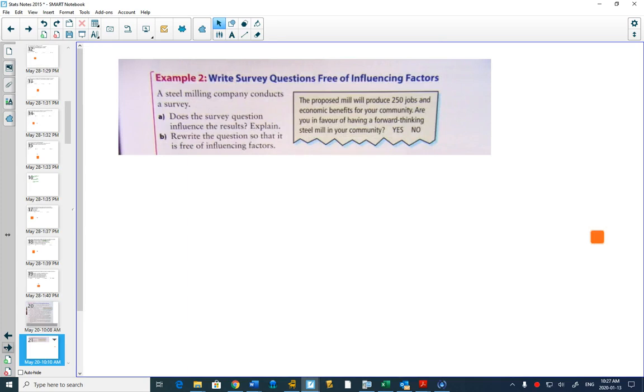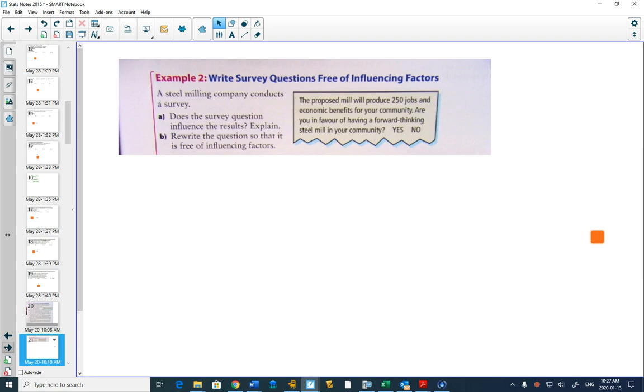Okay, so here is the question for the survey that's biased. It has influencing factors. It says the proposed mill will produce 250 jobs and economic benefits for your community. Are you in favor of having a forward-thinking steel mill in your community?